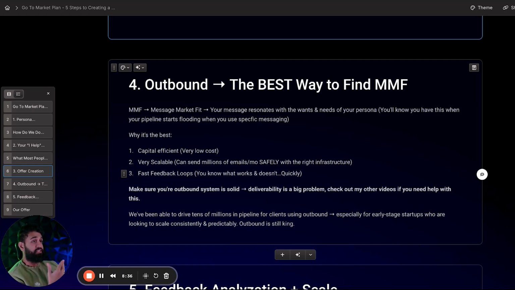Number two is it's very scalable, because you can send millions of emails a month safely with the right infrastructure. And if you want to know the right infrastructure, you could watch other videos where I go over that stuff, right? And number three is there's very fast feedback loops, because you can figure out what works and what doesn't work very quickly with outbound. And again, make sure your outbound system is solid because deliverability is a big problem right now.